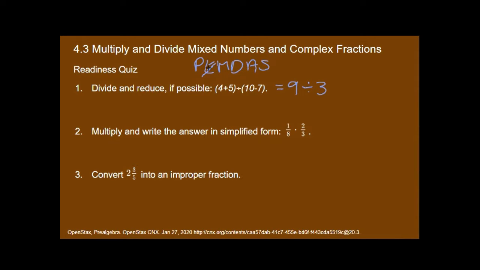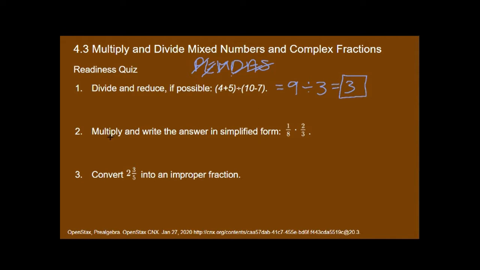There's no exponents, we did the parentheses. There's no multiplication, there is division. 9 divided by 3 is equal to 3, and then we're done. There's nothing else afterwards. So the answer to this one is 3. Order of operations and division, very important.